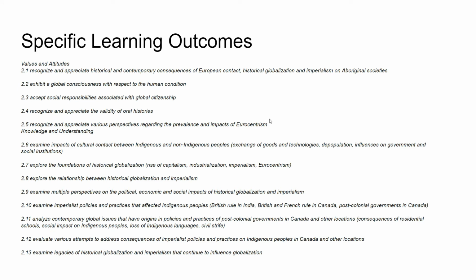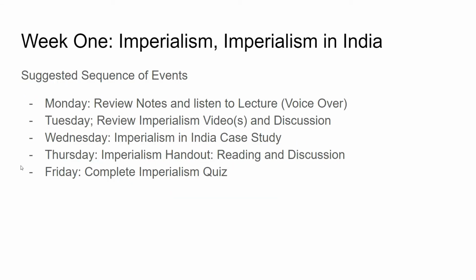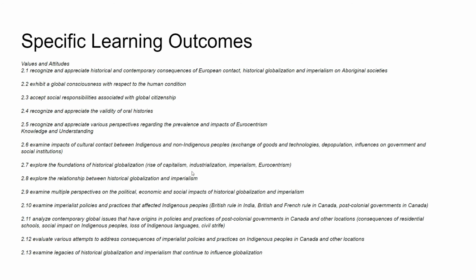Okay, in terms of this slide here, these are all of the specific learning outcomes that grade 10s in social studies are to learn all across Alberta. And I just want to point out some of the ones that we're going to be focusing on. That would be 2.7, looking at the rise of capitalism, industrialization, imperialism, Eurocentrism, and 2.8, which is the relationship between historical globalization and imperialism, all factored into how the world has been shaped. So those are the ones that we're going to be focusing on.